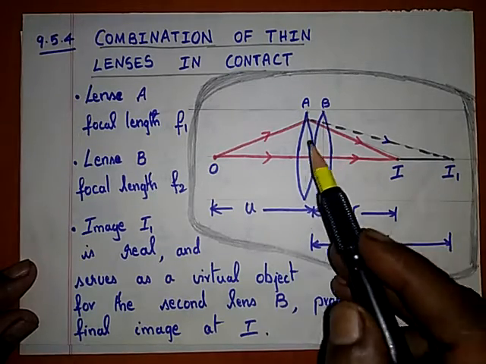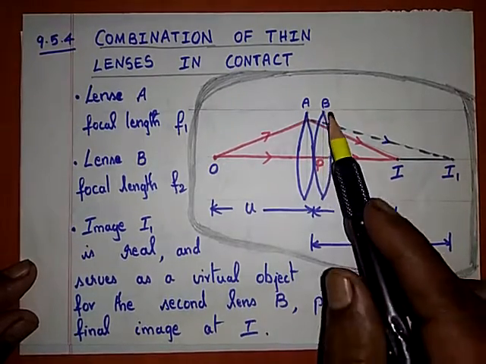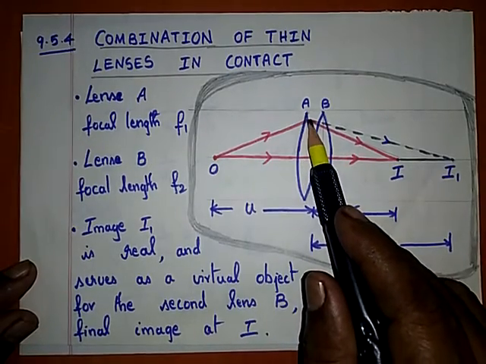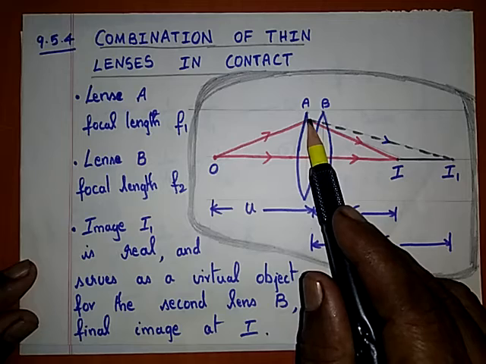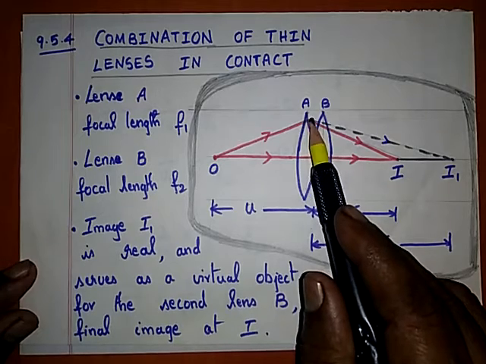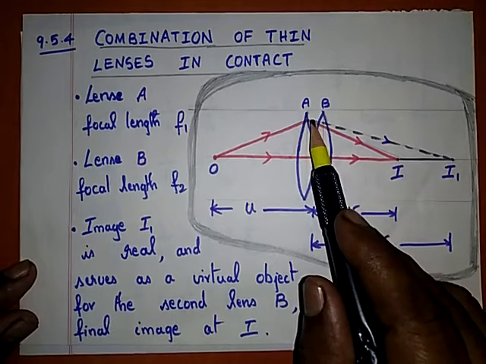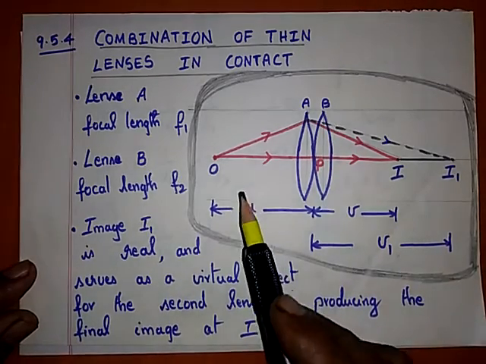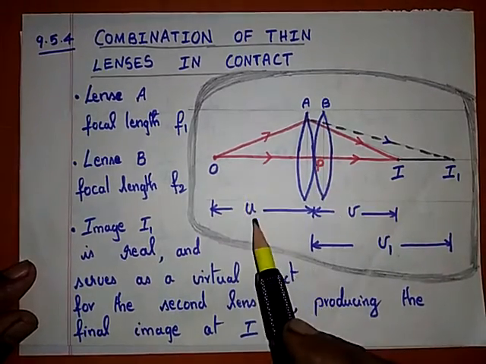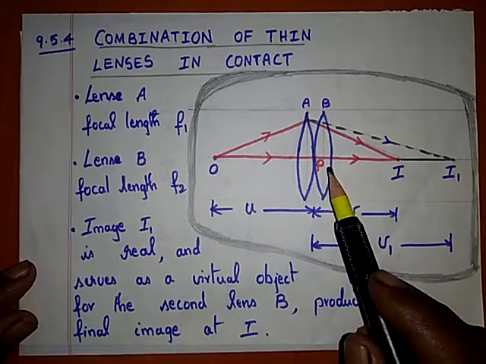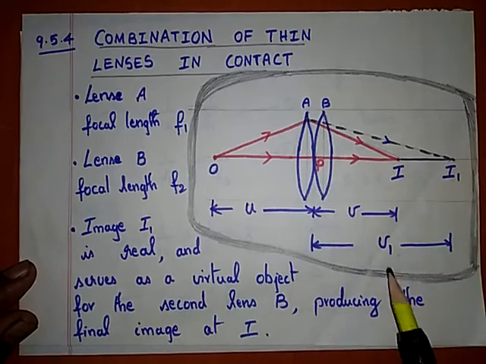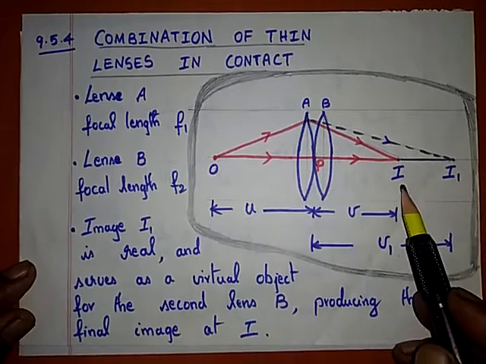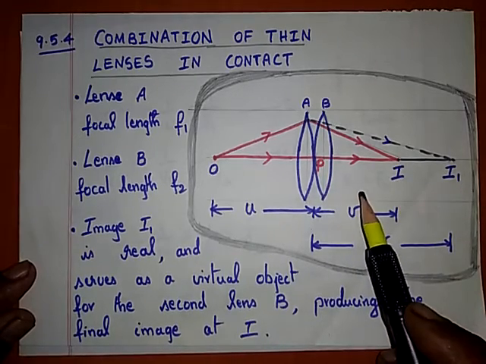Okay, but since we have another lens B, this image, the virtual image, forms the object for the lens B. So the distance between O and P is U. P and I1 is V1 and P and I is the V. That is, this is the final image.